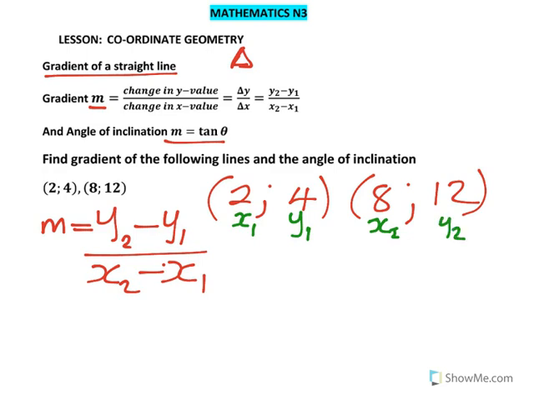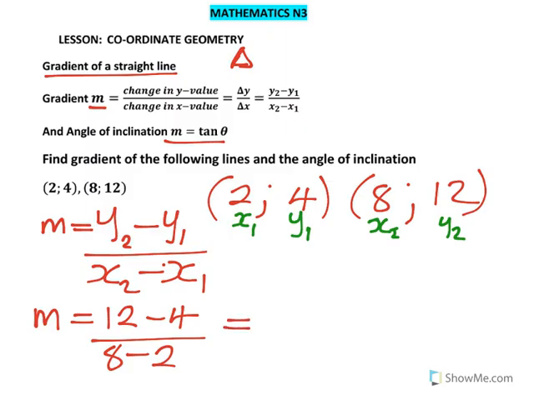So when you start to substitute, m is equal to, in y2 you had 12 minus y1 which is 4, over x2 which was 8 minus x1 which is 2. This will be equal to 12 minus 4 is 8, over 8 minus 2 is 6, which is equal to 4 over 3 in simplified terms. This is the gradient of the line.